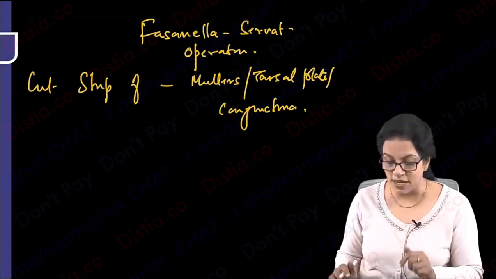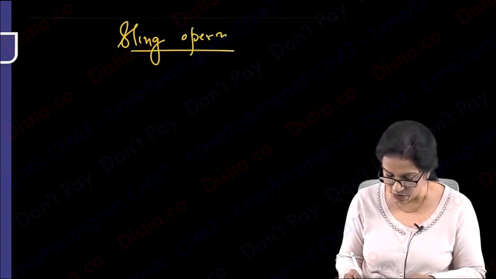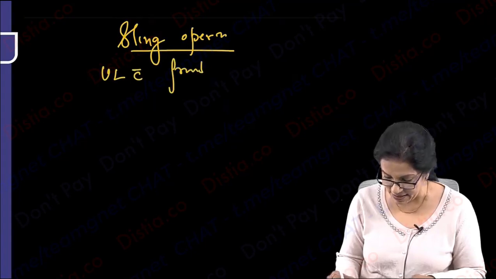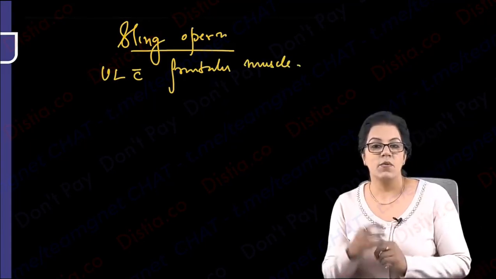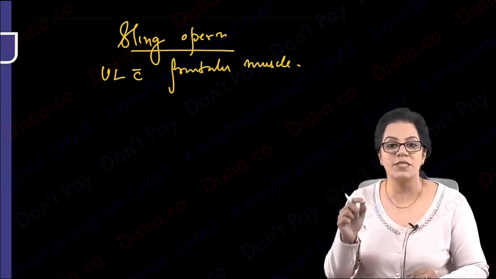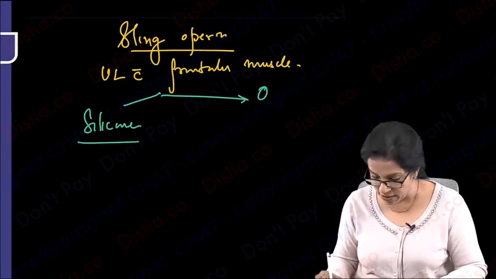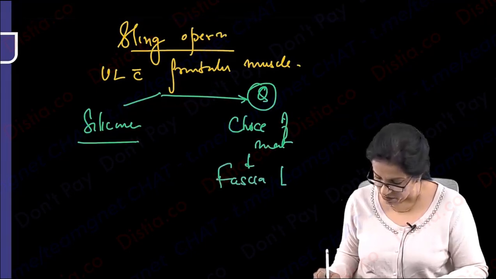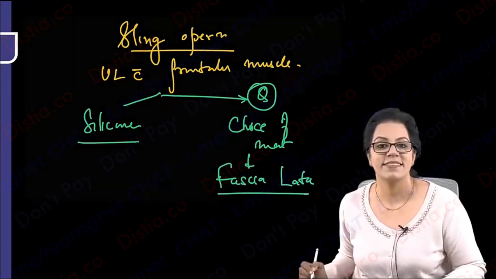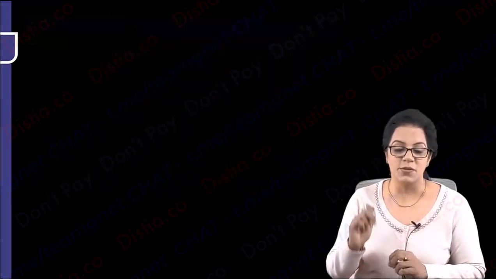Okay, we come to the third modality, the sling operation. What do you do in the sling? I told you, write it down. You join the upper lid with the frontalis muscle. Now, what material I am going to use is an exam question. What is ideal? I can use silicone. Earlier Prolene was also used. But the choice of material, exam question, the answer is fascia lata. We use fascia lata.